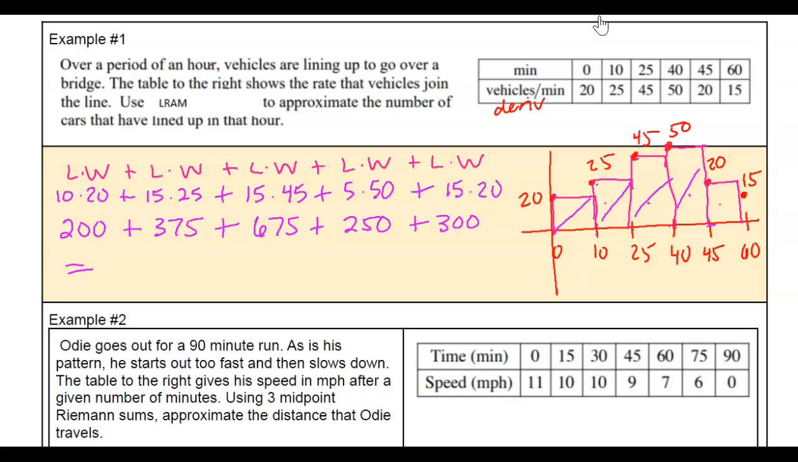The notation, if you want, would be the integral from 0 to 60 of, we didn't name it, so I'm just going to call it V of t. It's approximately, because we're using an approximation. And we're going to add all those up. 1800.